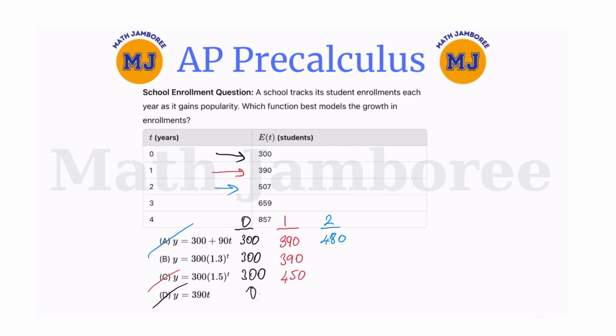Now in choice B, when you substitute 2 for T, 1.3 squared is 1.69. When you multiply that by 300, you will get 507. So therefore, this is the one we were looking for. The correct answer will be choice B for this specific question.